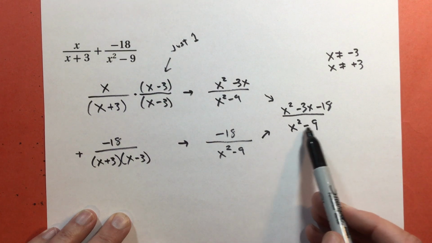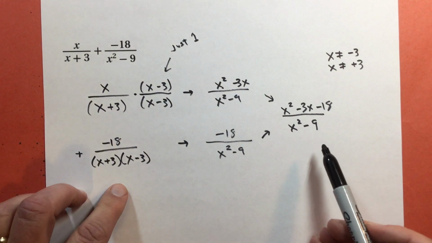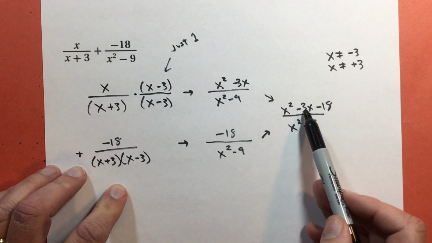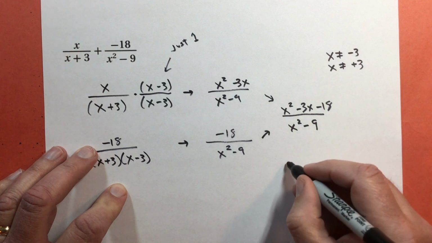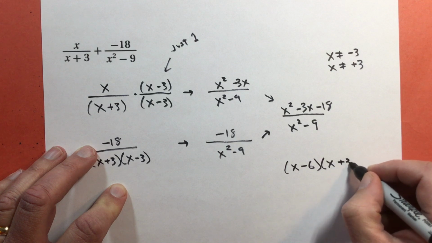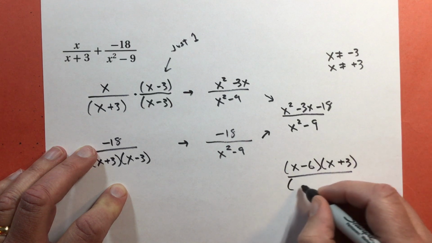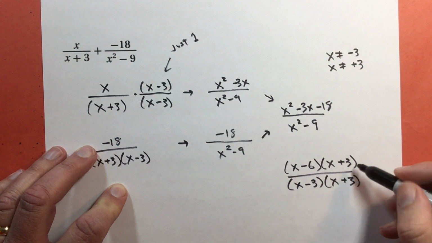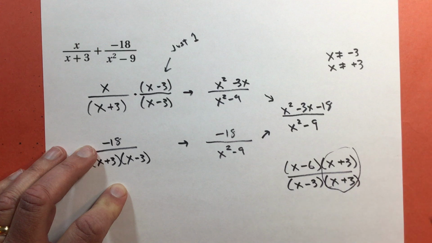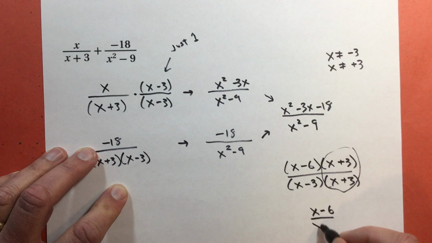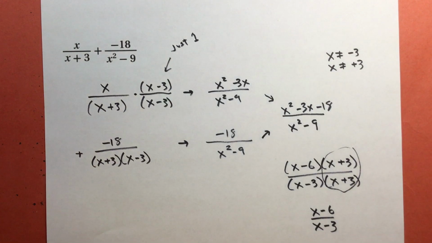I know what the factors for the denominator are. x plus 3 times x minus 3. Got that. Can I factor this one? What two numbers multiply to give negative 18 that add to give negative 3? I think that's going to be x minus 6 times x plus 3. And if I do my denominator, x minus 3 times x plus 3, these two factors are going to reduce. So my final result is x minus 6 divided by x minus 3. So sometimes we have to double check if we can reduce it at the end.